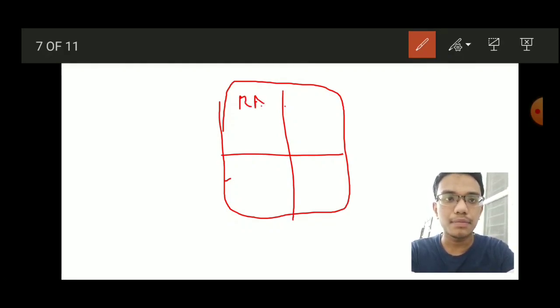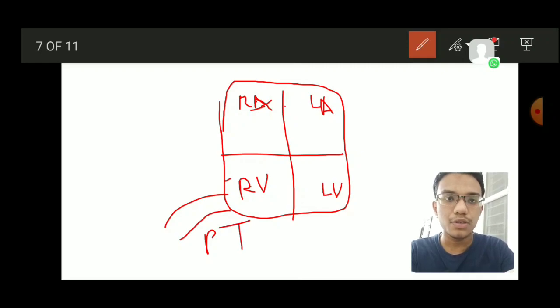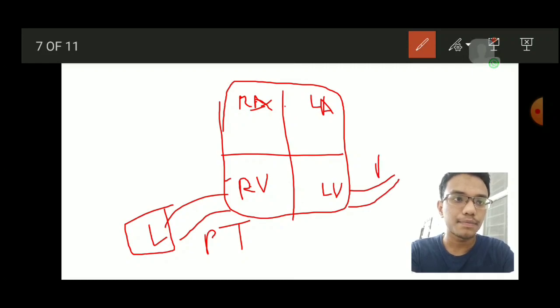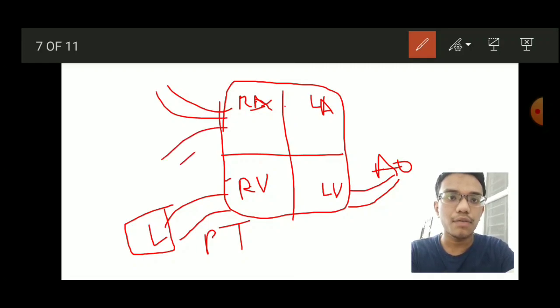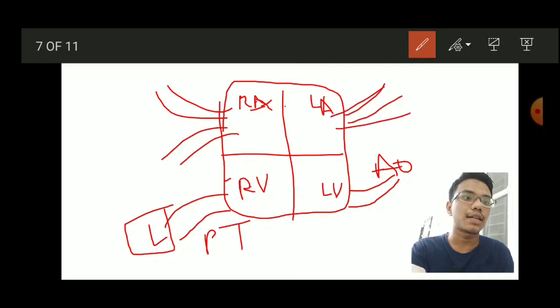This is the right atrium, and this is the left atrium. Here is the right ventricle, and this is the left ventricle. You have the pulmonary trunk here. This is PT, which goes to the lungs. This is the lungs, and here you have the aorta. The superior vena cava and the inferior vena cava open into the right atrium. Here you have the four pulmonary veins, which open into the left atrium and collect the oxygenated blood from the lungs. This is the rough diagrammatic representation of the heart.